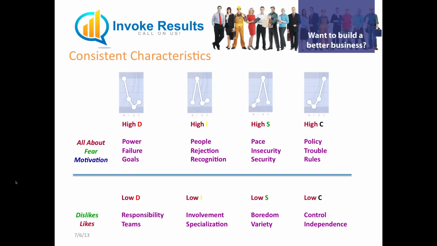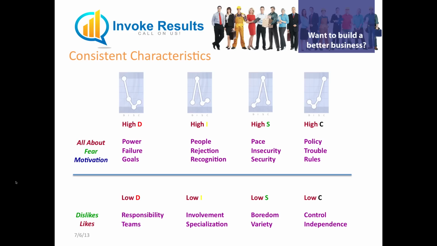And then moving on to the C, compliance. The high C is all about policy. They'll like to have rules. If there's no rule book in place, the high C will write one. So, their biggest fear is trouble. They don't like conflict. And if everybody followed the rules, there would be no conflict. So they're actually motivated by the rules and following the rules.